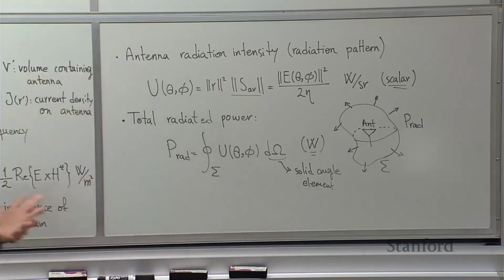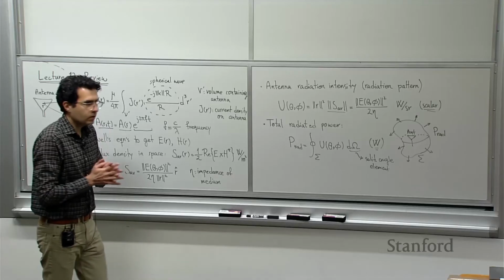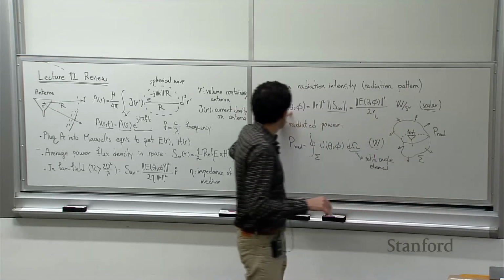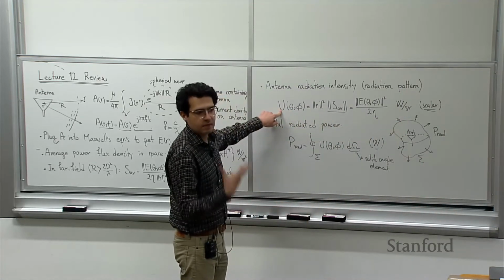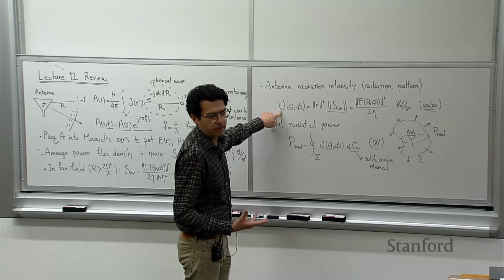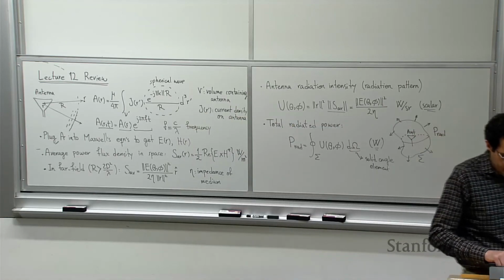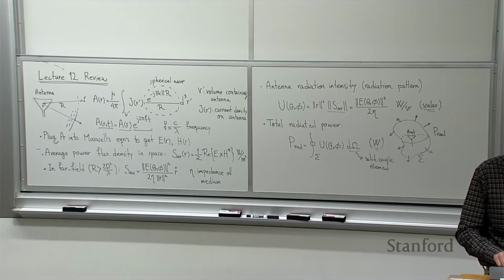Is this clear so far? Okay, so then we started looking at, what does this U look like? What does the radiation pattern of different antennas look like, as a function of theta and phi? And this is essentially the same thing we did for sonar.